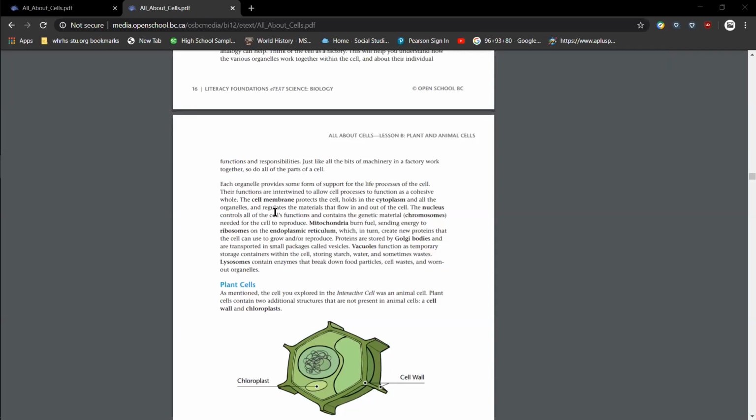So after it goes into the ribosomes, the protein gets created, it goes into the endoplasmic reticulum, and the endoplasmic reticulum transports the protein all over the cell. Then the proteins are stored in Golgi bodies. And these Golgi bodies are part of a larger organelle called the Golgi Apparatus.